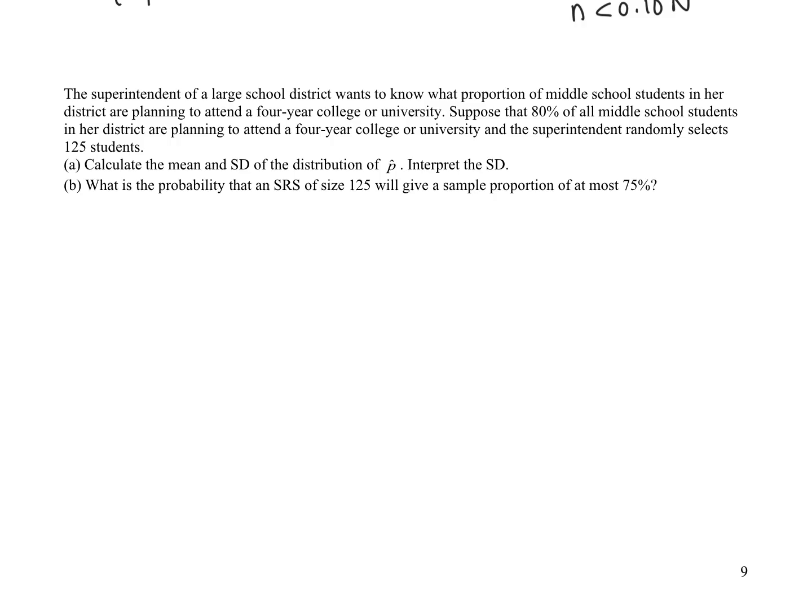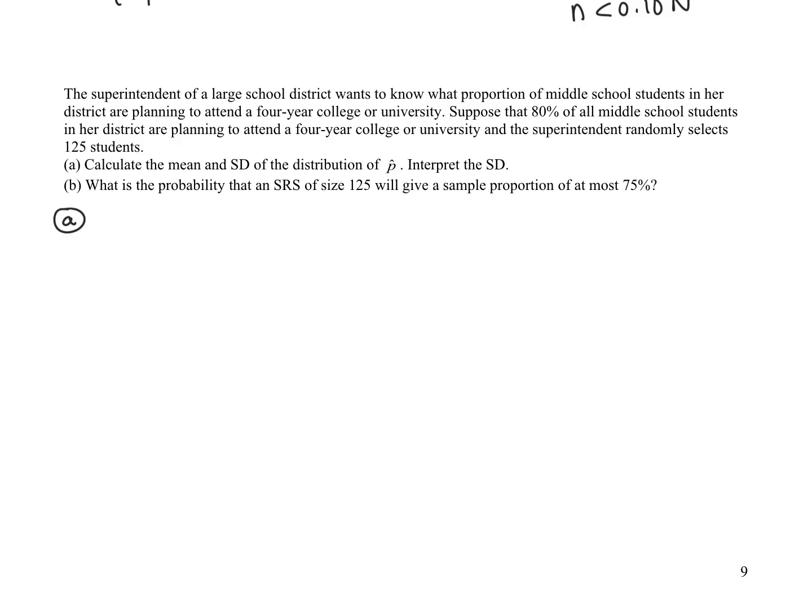The superintendent of a large school district wants to know what proportion of middle school students in her district are planning to attend a 4-year college or university. Suppose that 80% of all middle school students in her district are planning to attend a 4-year college or university, and the superintendent randomly selects 125 students. A, calculate the mean and standard deviation of the distribution of p hat, and then interpret the standard deviation.